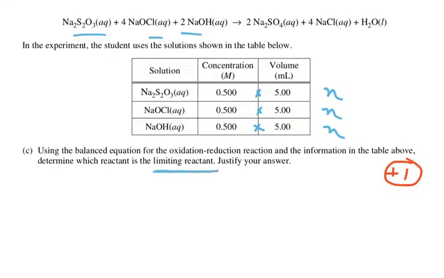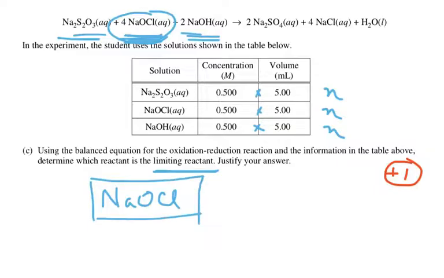the limiting reactant. So we can go back and say, well, we need 1 mole of this, we need 4 moles of this, we need 2 moles of this. So this one is going to get used up faster, and since they're the same moles in all 3 cases, then the sodium hypochlorite is going to be the reactant that gets used up first. The reactant that gets used up first.